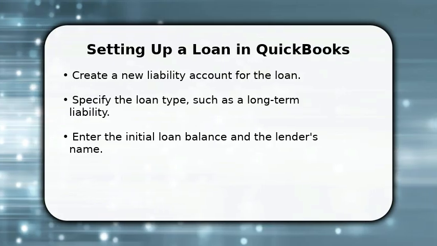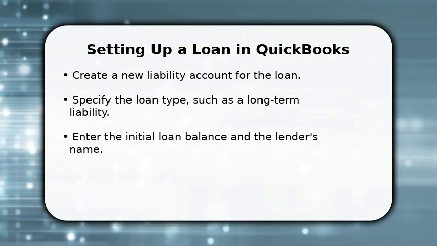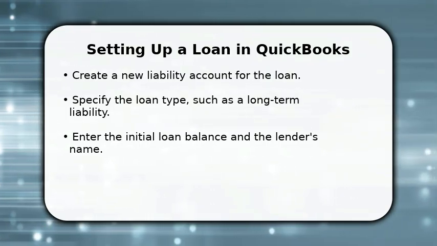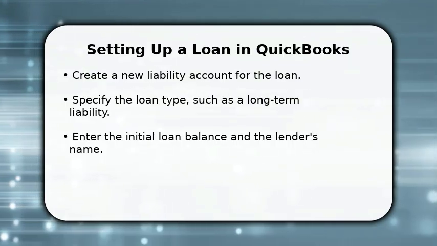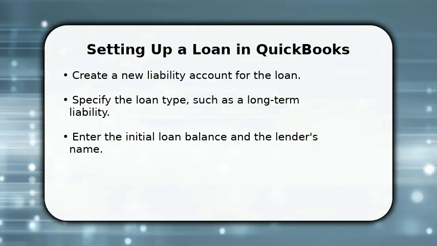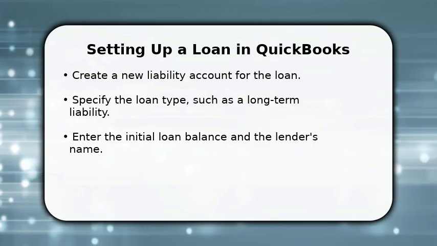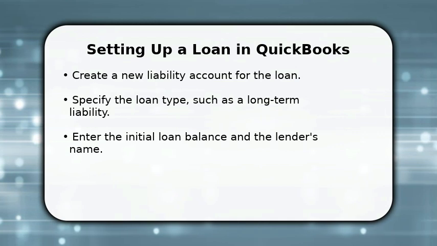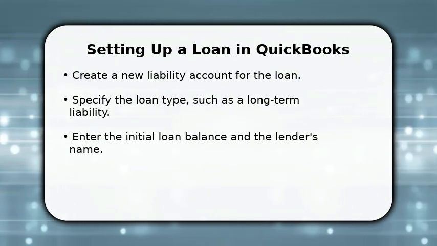Start by navigating to your chart of accounts in QuickBooks Online. Here, you'll create a new liability account to track your loan. Be sure to select the correct account type, typically a long-term liability, and input the initial loan amount. Don't forget to add the lender's name and the exact date you received the funds. This foundational step ensures accurate tracking from day one, making future reconciliations much smoother.